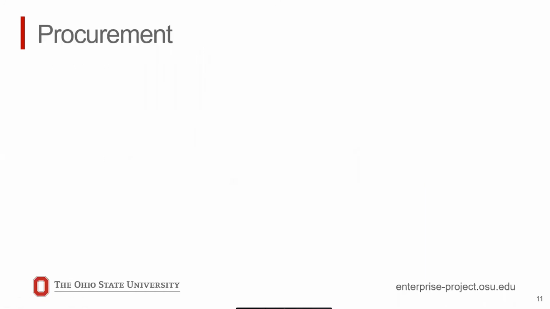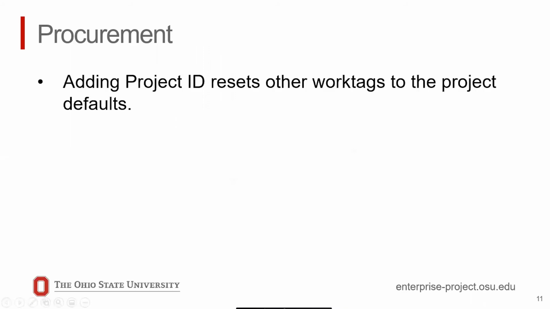Procurement. On a requisition or other transaction, when referencing a project or project phase, the related work tags on the project are used on the transactions. Those values can be updated if necessary.